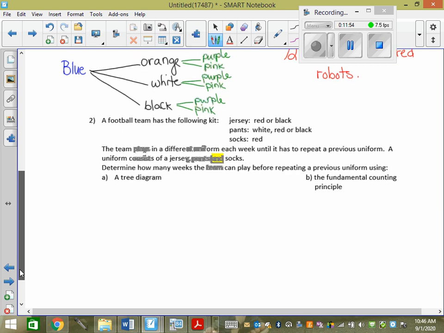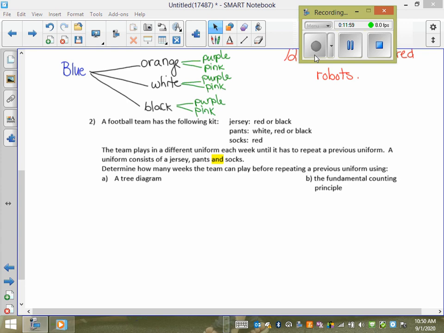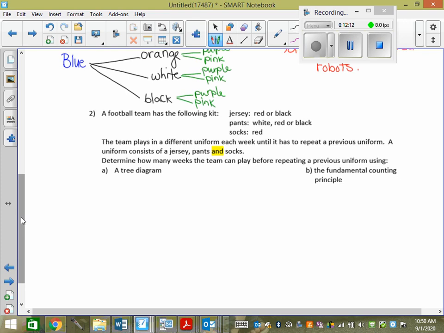Okay, you're going to try this one on your own. Okay, so with the tree diagram, you would have gone Jersey, and you would have gone red, black. And then you'd go pants, white, red, black.